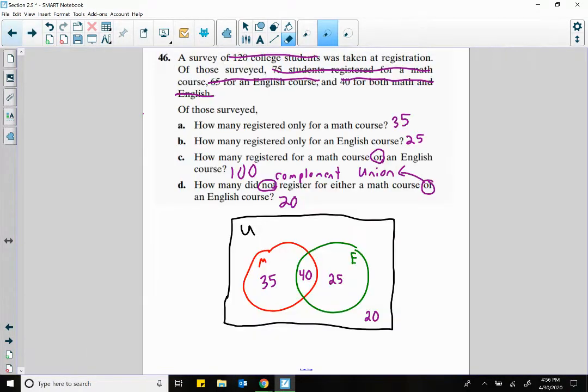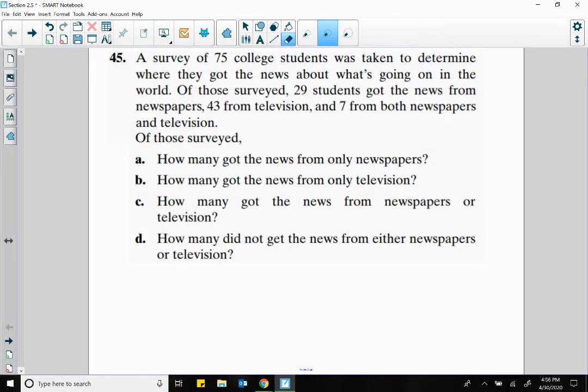Actually, I don't want this problem yet. Is it really time for that one? I feel like I'm missing one. Yeah, here we go. Try this problem and go.